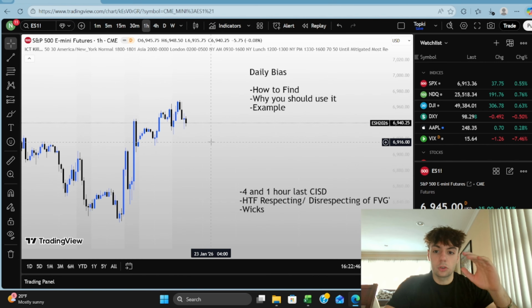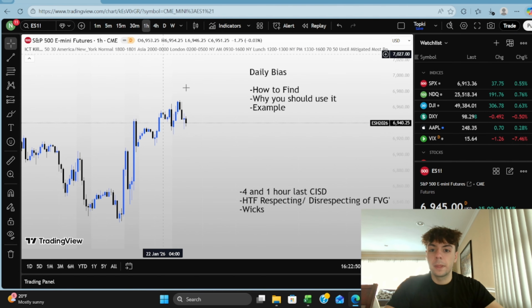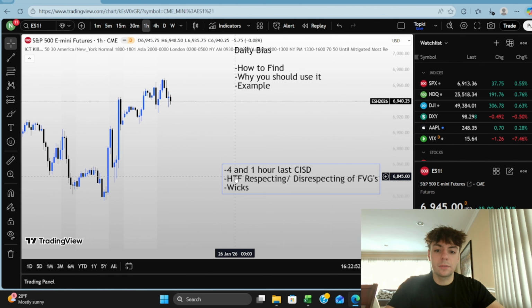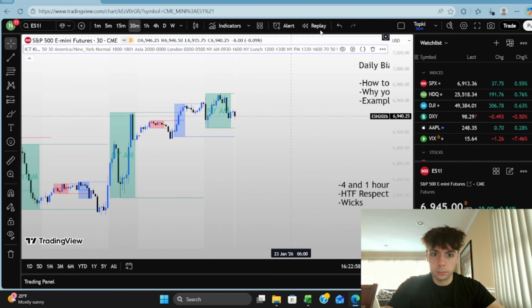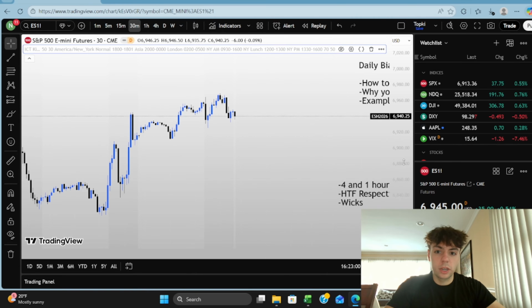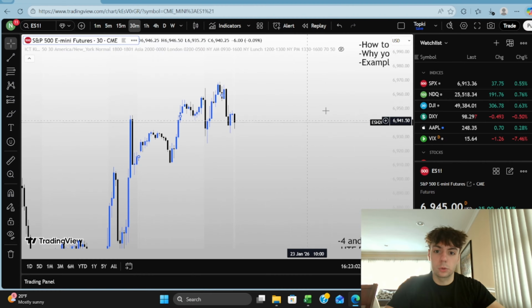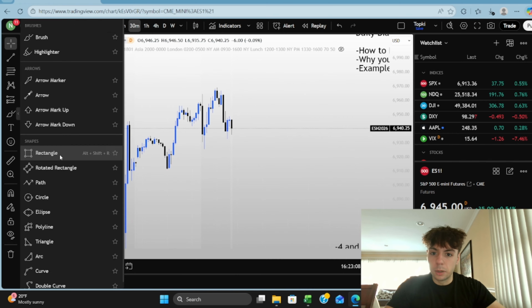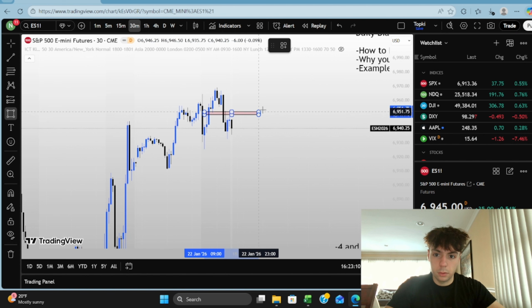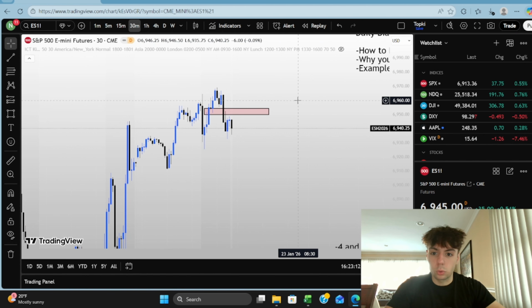Let's say, however, they're contradicting. So let's say the 4-hour is bullish and the 1-hour is bearish. Then I would go to see what the high time frame respecting and disrespecting of fair value gaps is. So I start off with a 30-minute. And I check which gaps are getting respected, which ones are getting disrespected. So the most recent gap that we see that's getting disrespected is a 30-minute bullish gap, which means bearish order flow. Let's see.